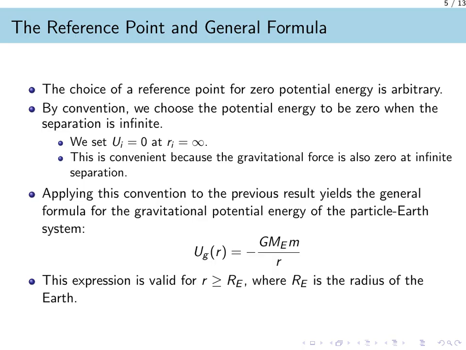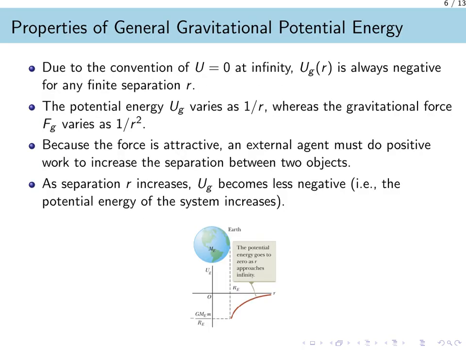Now that we have a formula for gravitational potential energy, let us explore its key properties, especially the meaning of its negative sign. The most important feature is that this potential energy is always negative for any finite distance. This is a direct consequence of our choice to set the potential energy to zero only when the two objects are infinitely far apart.